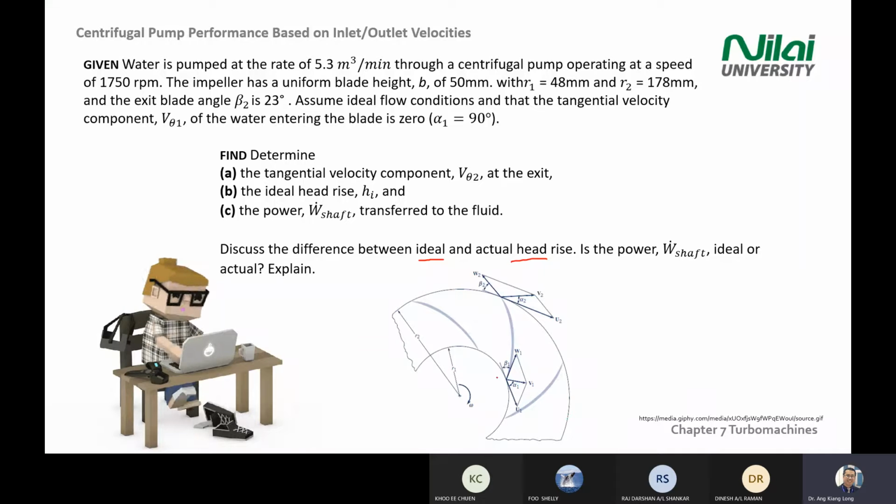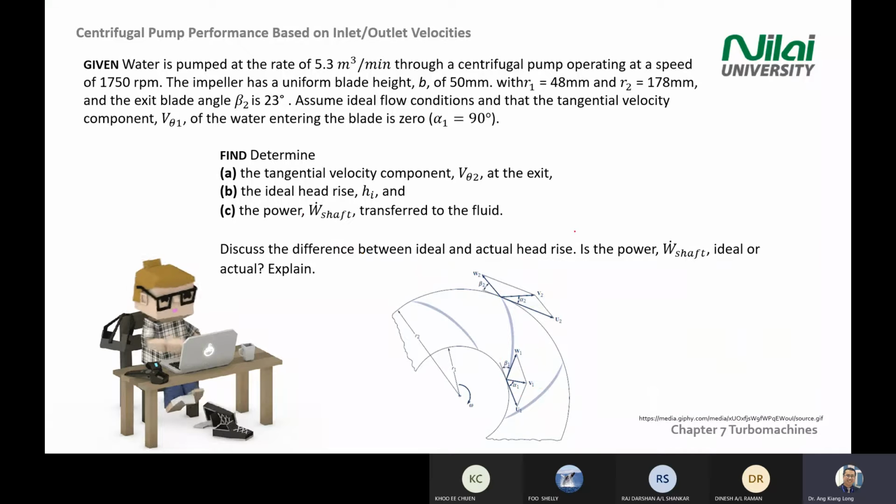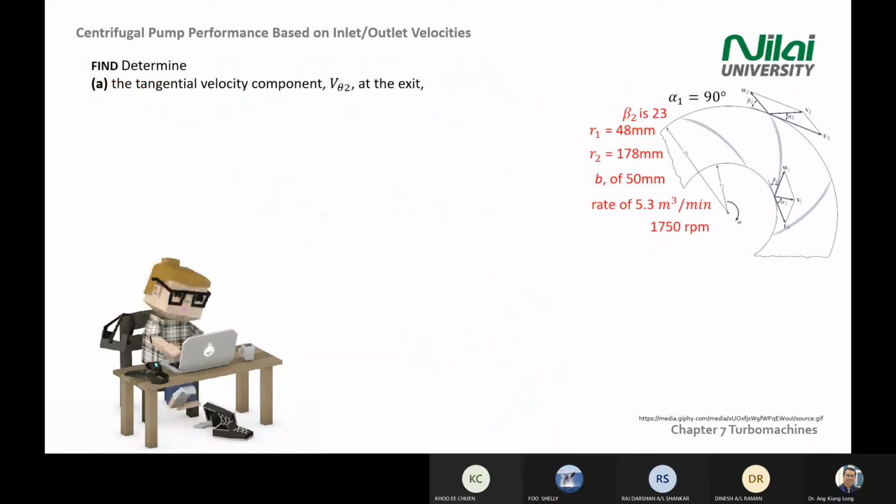So you are given a diagram that we covered previously. You have R1, R2, point 1 and point 2, input and output, and I did explain how to draw the U, V, W before we came to this tutorial question. Beta 2 is given, alpha 1 is given. So we have all the parameters here and we can start solving. Alpha 1 is 90 degrees, beta 2 is 23 degrees, R1 and R2 are given, and B is given, which is the height of the blade itself.